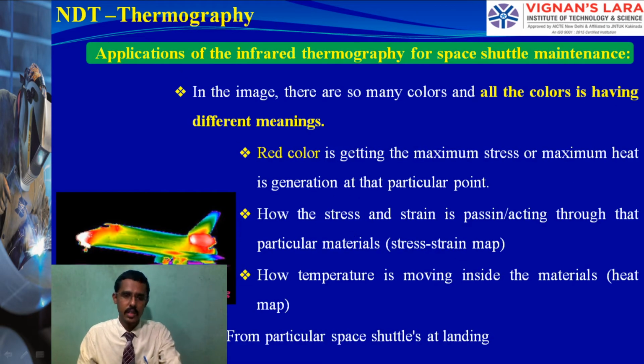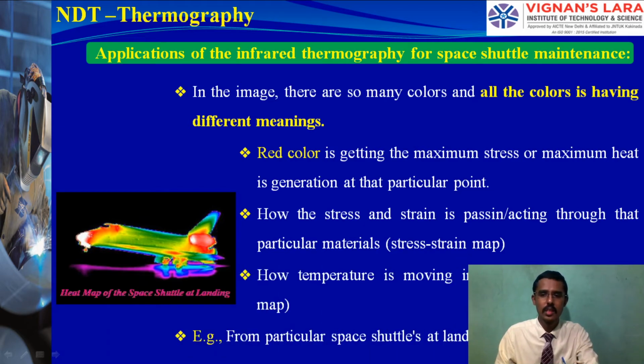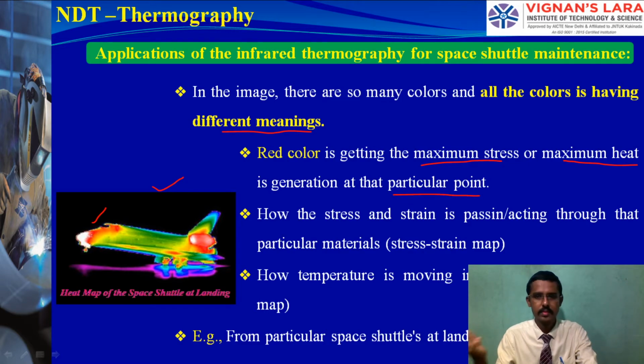in the image here. What are the images kept on the left side? In this image there are so many colors. What I told you is given in general: all the colors have a different meaning. Maybe here this is a red color. Red color indicates maximum stress or maximum heat generation at the particular point. Yes, how the stress and strain is acting through the particular material. So we generate a stress-strain curve, or otherwise we calculate the maximum and lowest temperature by mapping it.